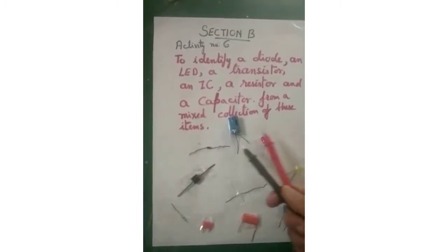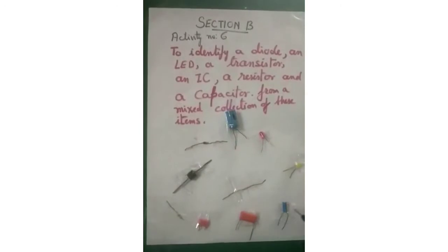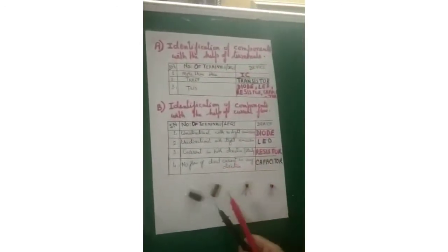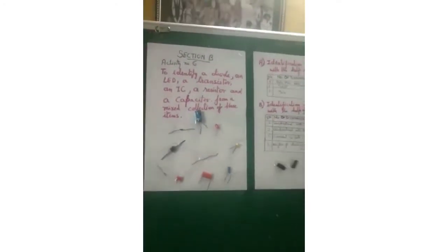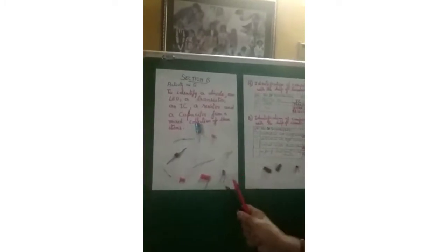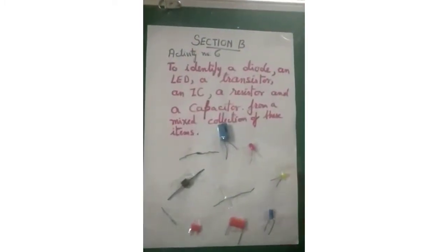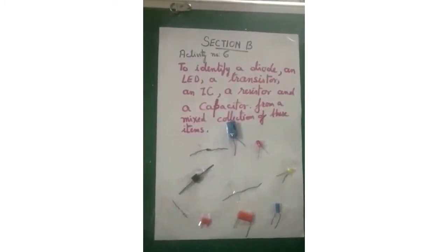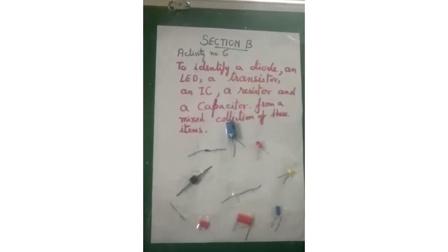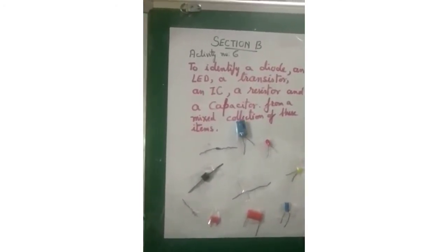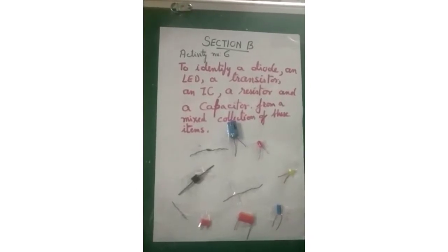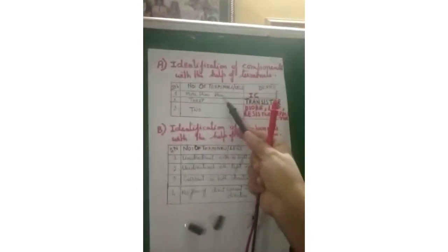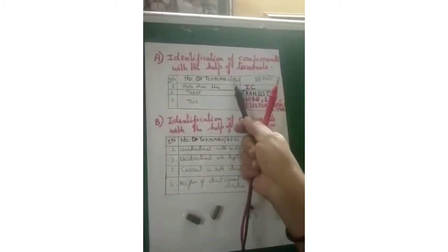You can see that there are so many items I have pasted here. Here also I have pasted a few items. Now this mixture is given to you and your activity is to identify which are what. So here the basic identification is if you have more than 3 legs, that is based on the terminals or legs we are identifying.